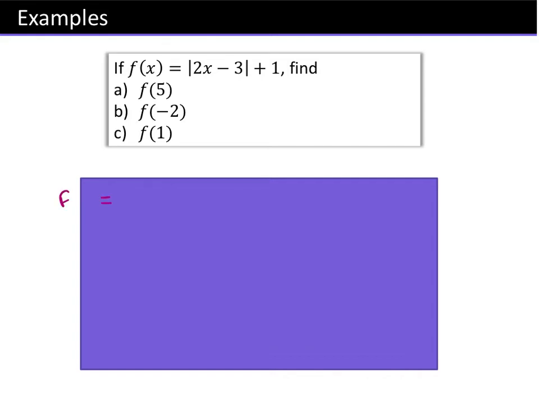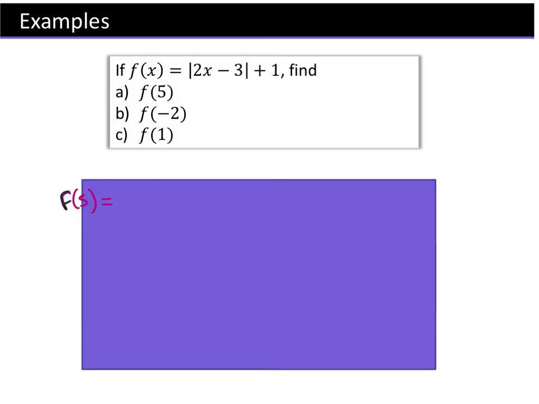Now, whenever we substitute, we use brackets, okay? So, f of 5 equals the modulus of 2 lots of 5 minus 3, plus 1. Now, if we work out inside the modulus, we've got 2 lots of 5, which is 10, minus 3, which is 7. So, we've got the modulus of 7 plus 1. Now, if we take the positive value of 7, it is just 7. So, my first answer is 8.